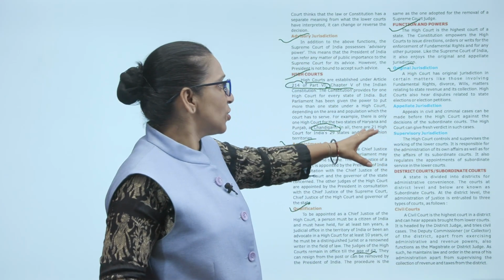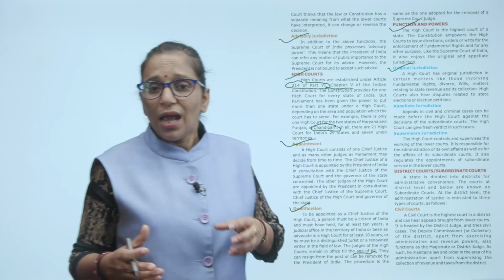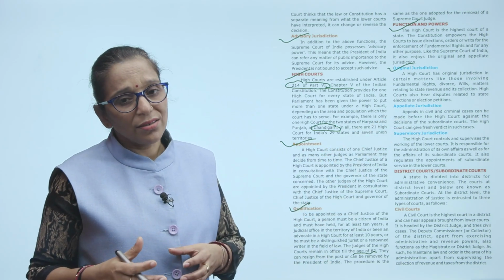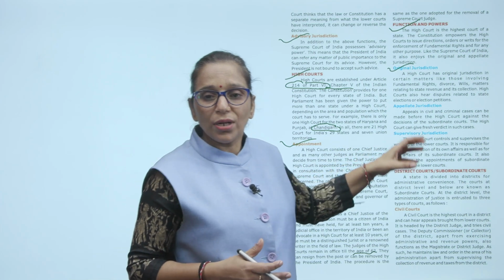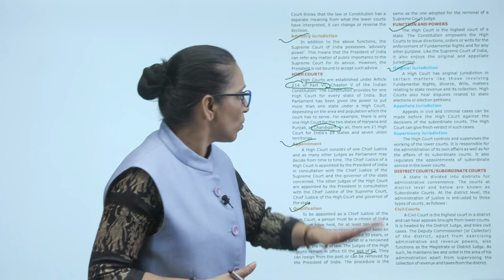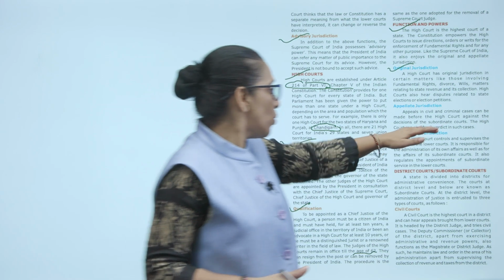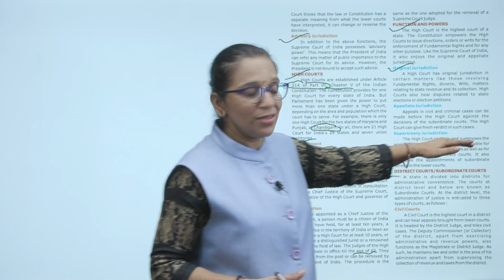Now appeal jurisdiction means appeals in both civil and criminal cases can be made before the High Court against the decision of the lower court, that is the subordinate court. High Court can give a fresh verdict in such cases.